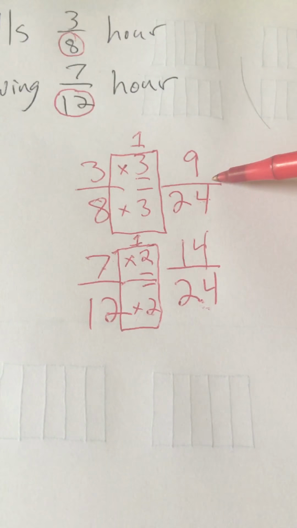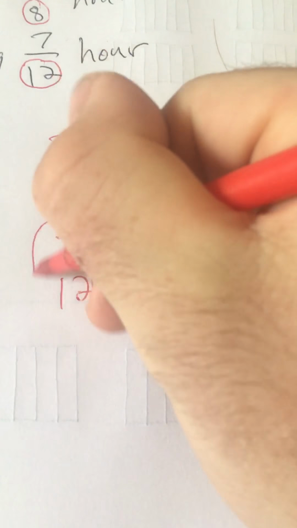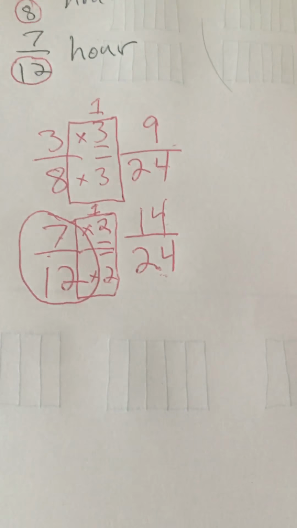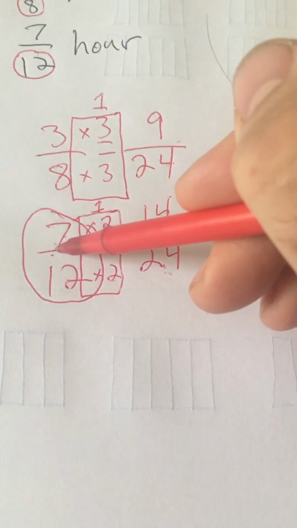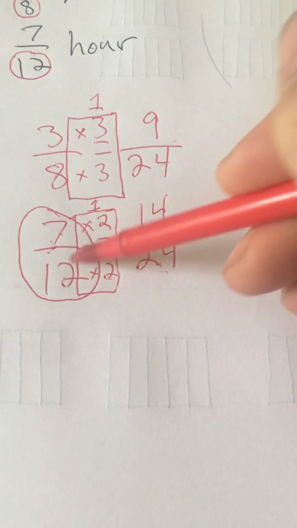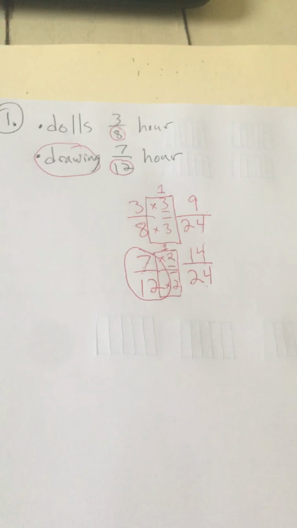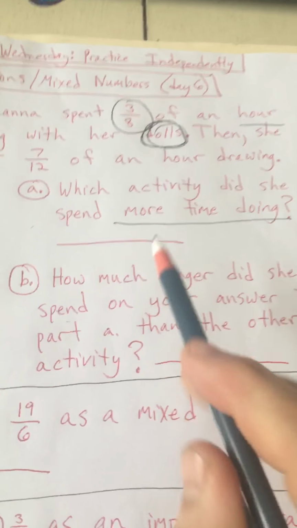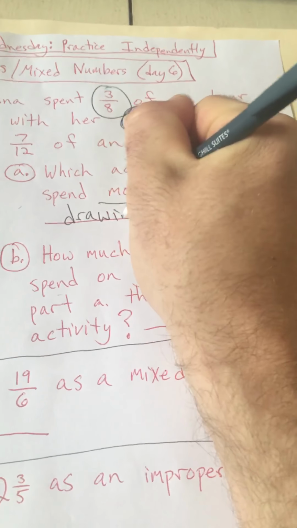Now, if 3/8 equals 9/24 and 7/12 equals 14/24, then 7/12 is bigger. Because 14 out of 24 is more than 9 out of 24. So we know that 7/12 is bigger than 3/8. Okay, so she spent more time drawing because 7/12 is more than 3/8. So which activity did she spend more time doing? The answer is drawing.